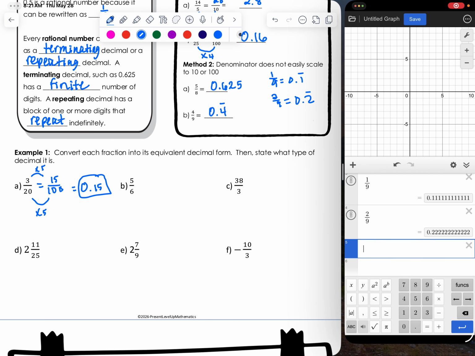Now, 5/6. 6 does not scale to 10 or 100 very easily, so I'm just going to use division here. I'll take my numerator 5 and divide it by 6, and I get 0.8333 repeating. So I'm just going to put a bar over the 3 to indicate the 3 repeats. And by the way, I forgot to write on our first example A that it was a terminating decimal.